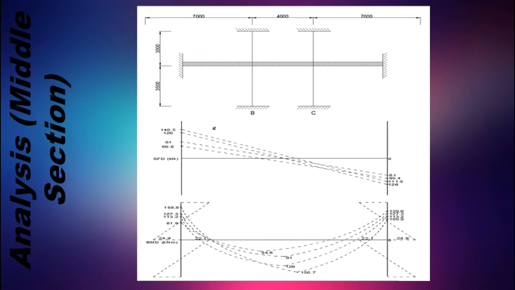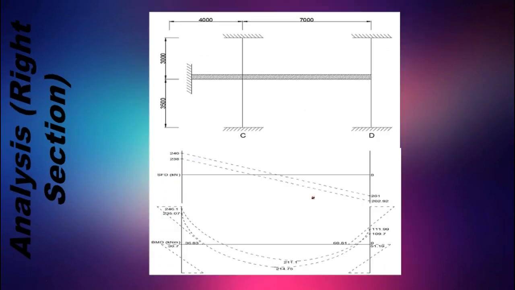Next, this is our result from the middle section. As you can see, there are 4 lines involved that indicate the 4 cases in this beam. For the right section, it is like mirroring the left section as it has mirrored dimensions and the same value of loading. So this is the result.